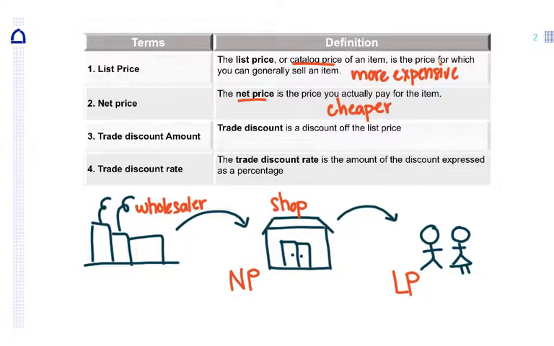One is the trade discount amount. So that's the dollar amount or the dirham amount, the money amount that is taken off the price. Okay, so that's always going to have some sort of money amount, dollars or euros or dirhams. Okay, the discount rate is always the percentage that is taken off.